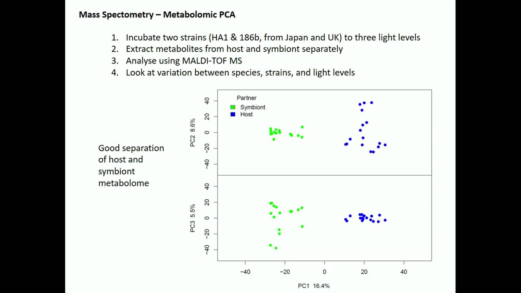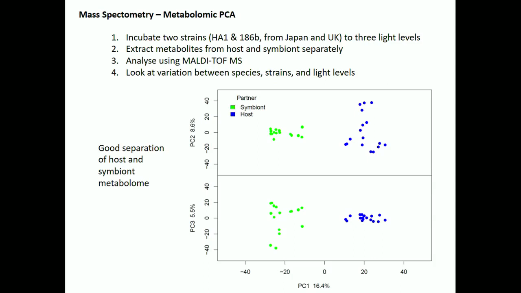So this final bit of data is almost a bit of a teaser, really. But it's some of the early work that we've done with metabolomics. This is mass spectrometry data, which comes from two strains. These two strains are ones from the UK and ones from Japan, so they're geographically isolated or separated from each other.